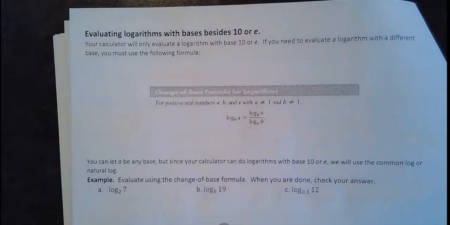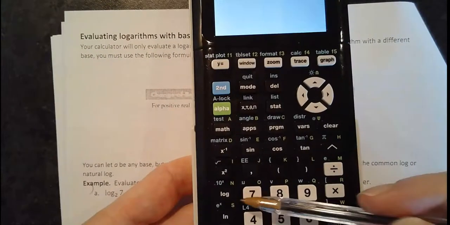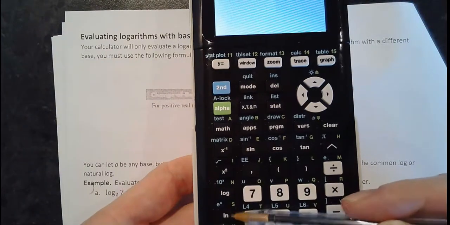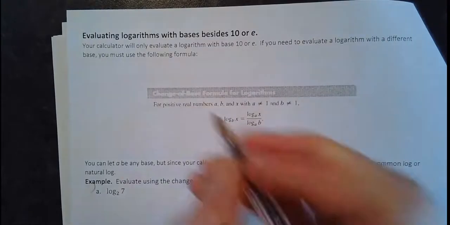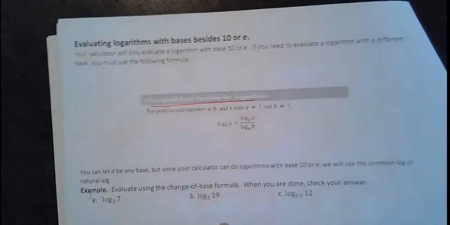So if you remember, our calculator will do common logs and natural logs. You've got your common log button and your natural log button. That's great, but what if you have a logarithm that's not base 10 or base e? Well, there's this cool formula. It's called the change of base formula.